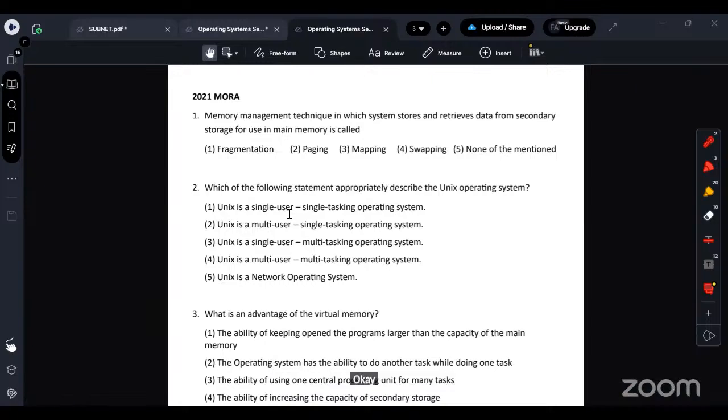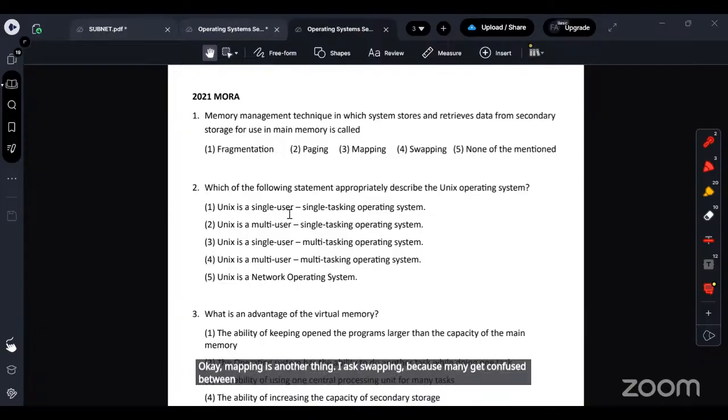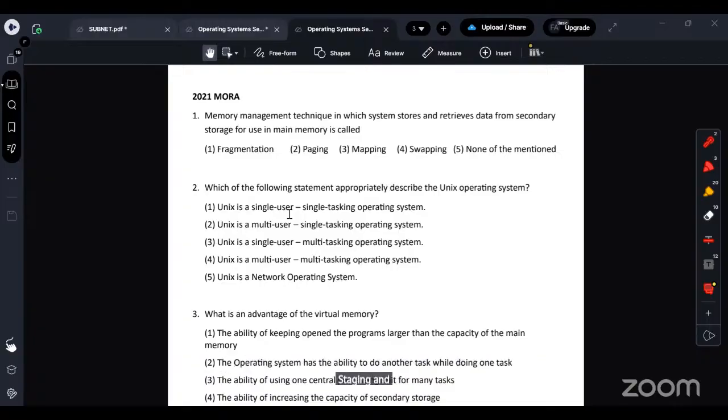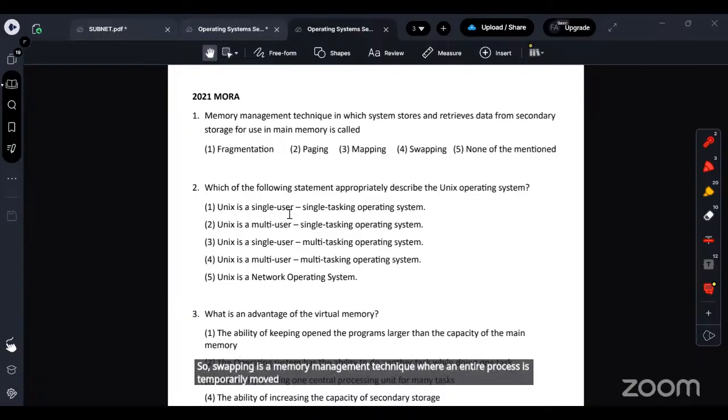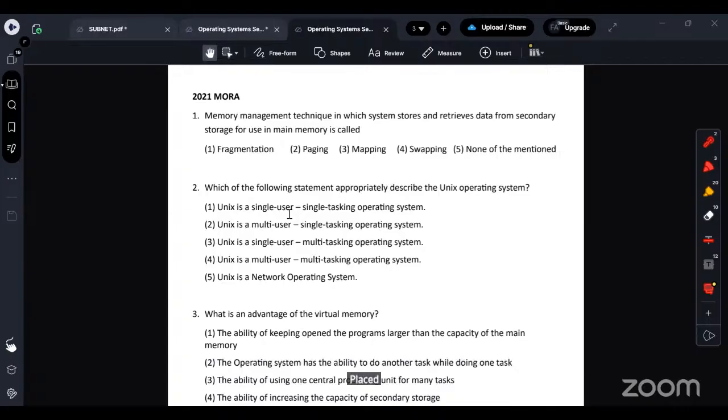Okay, mapping is another thing. I asked swapping because many get confused between paging and swapping. So swapping is a memory management technique where an entire process is temporarily moved, or you could call it as swapped out of the main memory and placed into secondary storage, then brought back into memory later for execution.